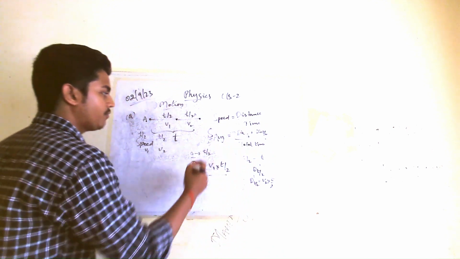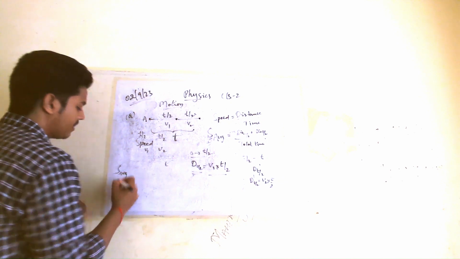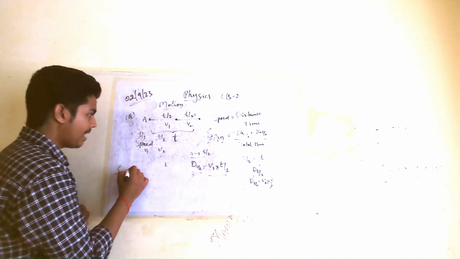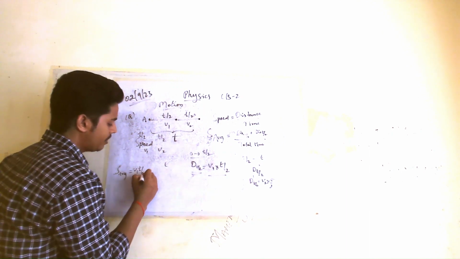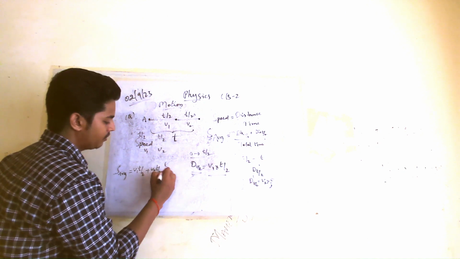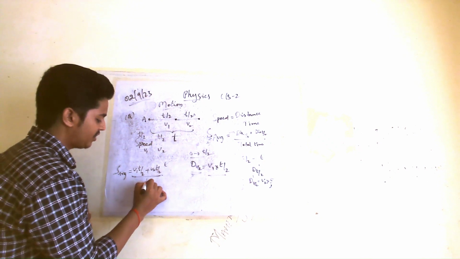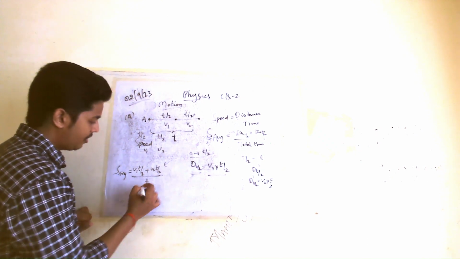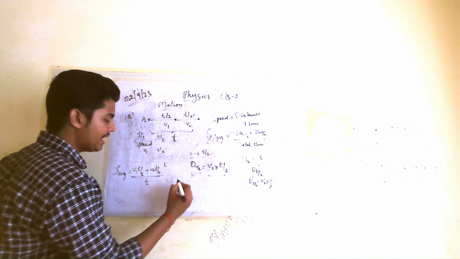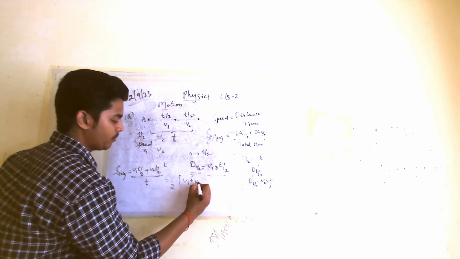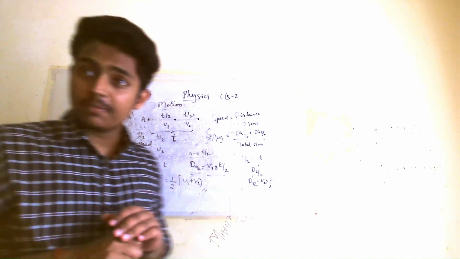So let's substitute that in the formula. Our S average becomes v1 into t by 2 plus v2 into t by 2, upon the total time, t by 2 plus t by 2, that is t. Taking 1 by 2 common, t gets cancelled and we get v1 plus v2. So our answer is (v1 plus v2) by 2. This will be the average speed, students.